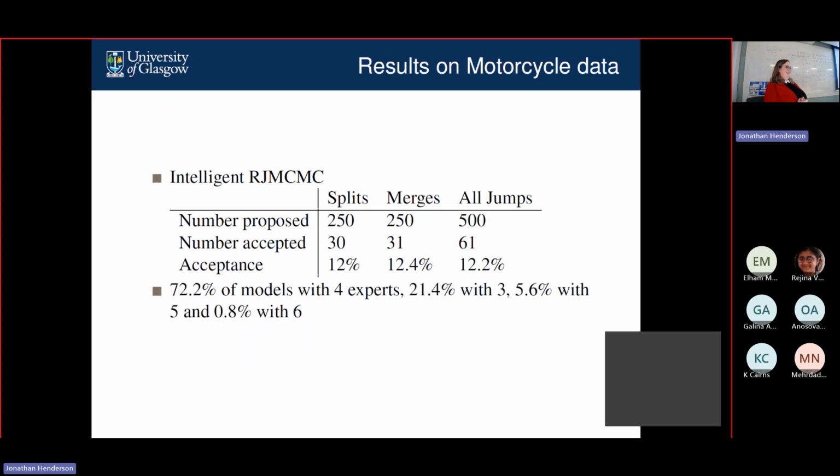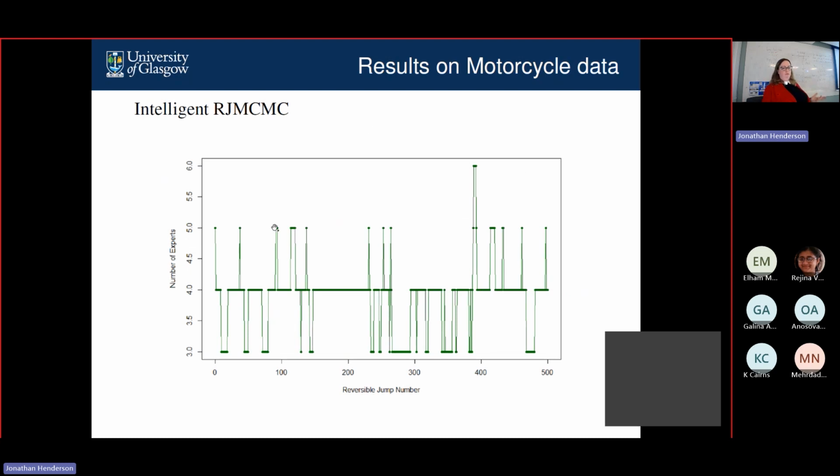Intelligence, it's 20 times better. I mean, it's still not fantastic. 12% is not a super exciting acceptance rate, but when you had 0.6% before, we were pretty happy. So yeah, and we end up with something sensible. So we have 72% of the model with four experts, which is reasonable for this, assuming that there are four, of course. 21% with three, which is a little low, and then 5.6% with five, and just under 1% with six experts. So this is what the sort of jump looks like.